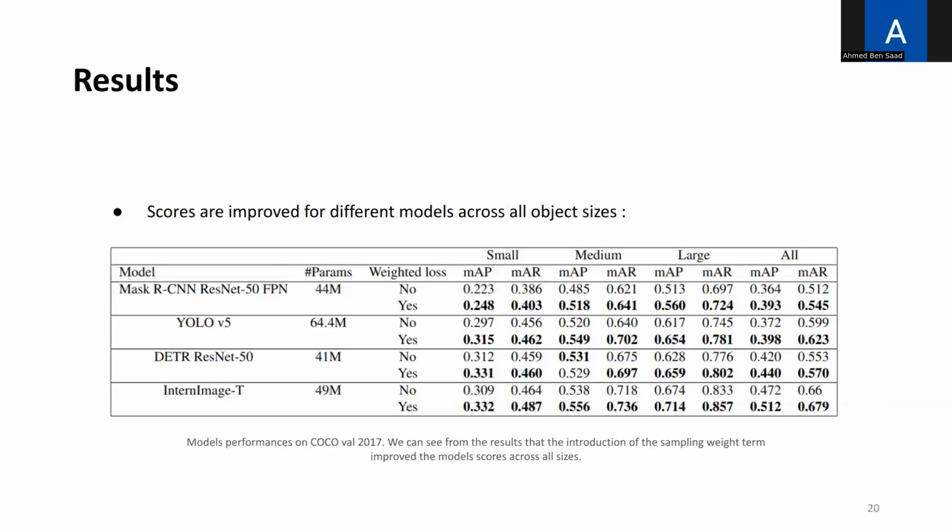And the third thing is a result of all of this. Basically, when we use our weighting function, the scores in mean average precision and recall are improved for many models across all object sizes. You can see here the example for COCO, and in the article you can see the result tables for UScenes.